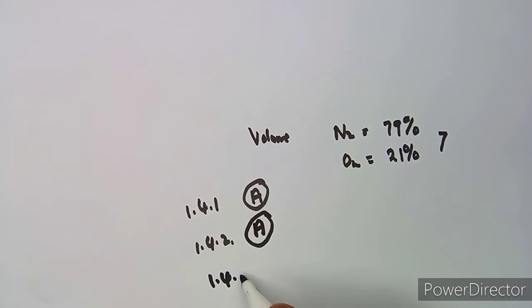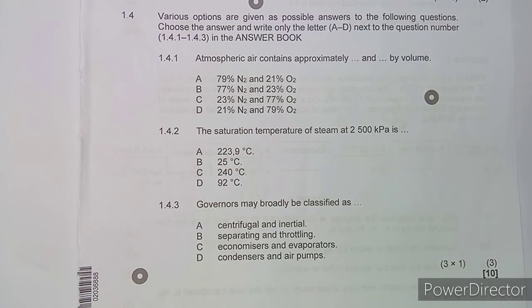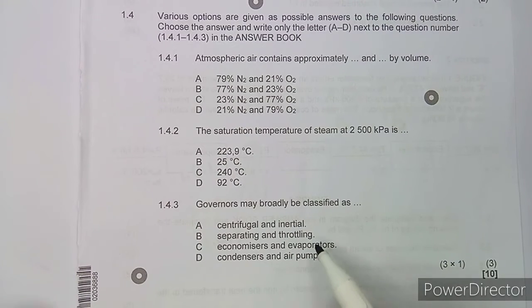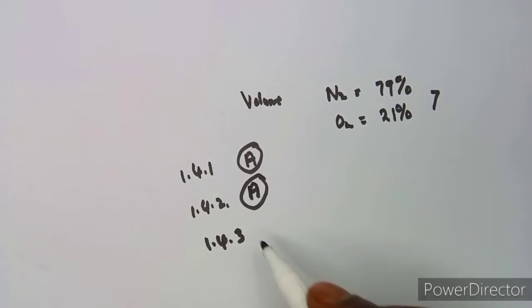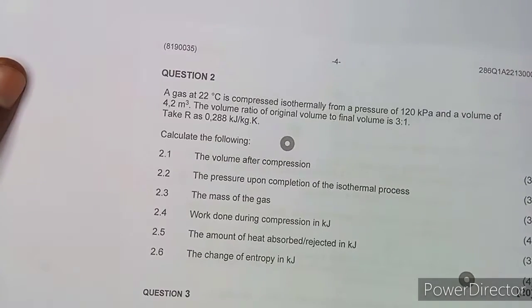Okay, we move on to 1.43, which states that governance may be broadly classified as... So how do we classify governance, guys? Okay, so governance, these are actually centrifugal and initial, which is A. So this one is an A. That's what we had, guys, on question number 1, which was actually just to work out. I think, guys, this was just direct.